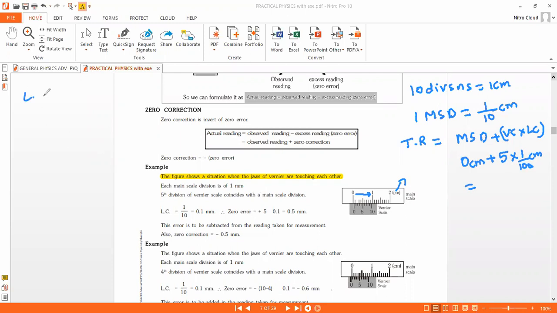Least count equal to value of one main scale division by number of Vernier scale divisions. Right now. So it will be 0.05 centimeter. 0.05 centimeter I can write as 0.5 mm.